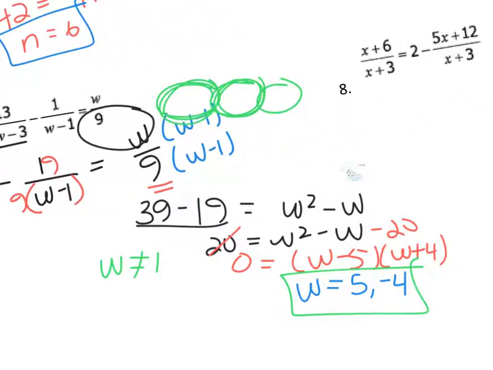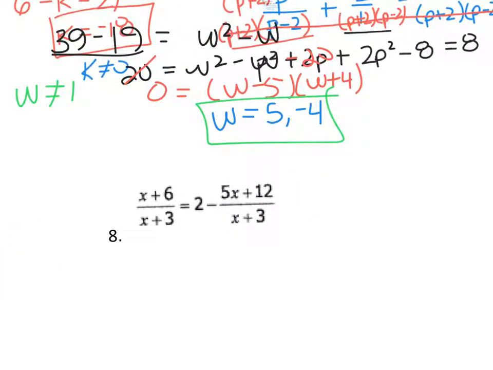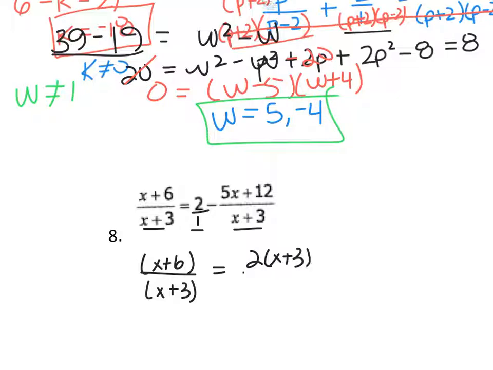And then the last problem, number 8. Again, you have a whole number, so I'm going to put a 1 underneath here. So my common denominator is going to be x plus 3. So I'm going to put x plus 6 over x plus 3 equals 2 times x plus 3 over x plus 3 minus 5x plus 12 over x plus 3.